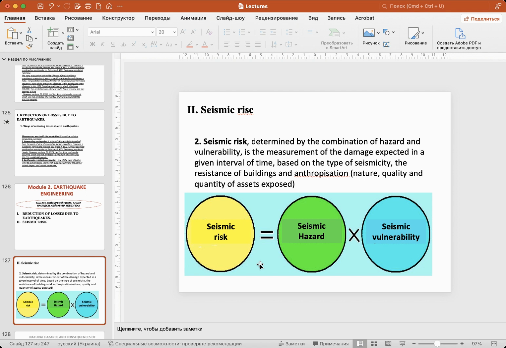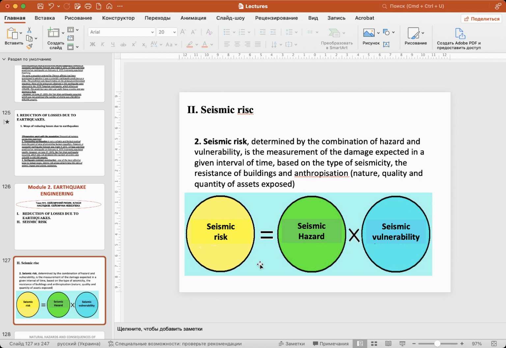First of all, seismic risk is the result of multiplication of seismic hazard and seismic vulnerability. And in Japan, they have a really big seismic hazard. For example, in Odessa, we have a significantly smaller seismic hazard compared to Japan. But in Japan, most of their buildings are invulnerable. They are strong. They are designed to withstand earthquakes.